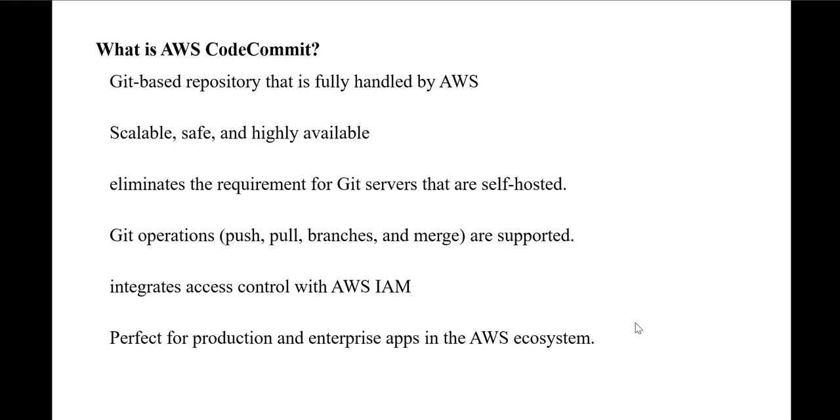What is AWS CodeCommit? It's a Git-based repository that is fully handled by AWS, scalable, safe, and highly available. It eliminates the requirement for self-hosted Git servers. Git operations like push, pull, branches, and merge are supported. It integrates access control with AWS IAM. Perfect for production and enterprise apps in the AWS ecosystem.